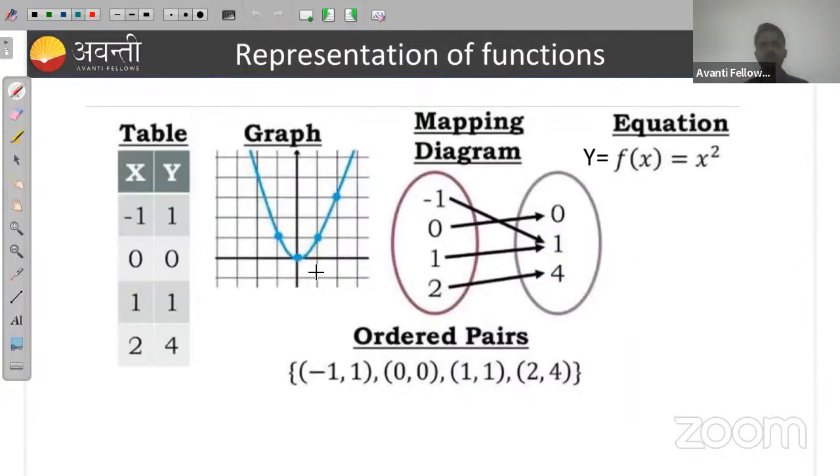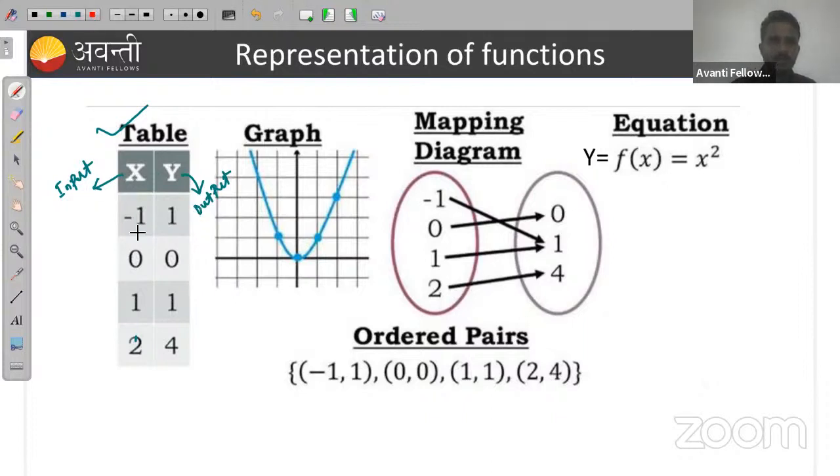Now, see the representation of function. Functions can be written in different forms in different situations, or as per our requirement we may write the function in a different form, right? The first one is the table form. Table form is simple, like the set of inputs in x. As I told you, this is your input, and this is your output.